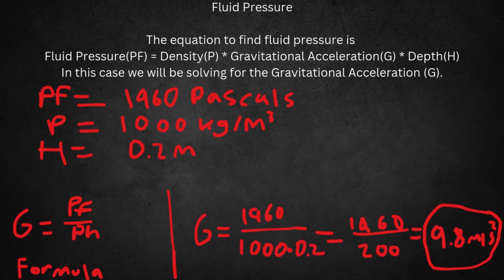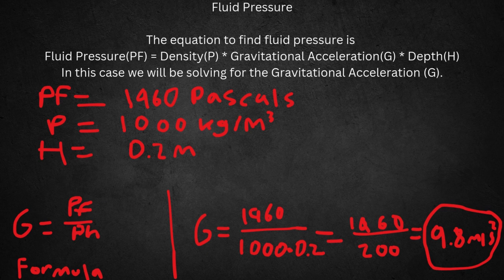All right, let's move on to the second equation, and the topic for this is fluid pressure. The equation to find fluid pressure is fluid pressure, which is P_F, equals density, which is stated as P, times gravitational acceleration, which is G, times depth, which is H. In this case, we'll be solving for the gravitational acceleration, G. The fluid pressure for this sample question is 1,960 pascals. The density is 1,000 kilograms per meter cubed. And the depth is 0.2 meters.